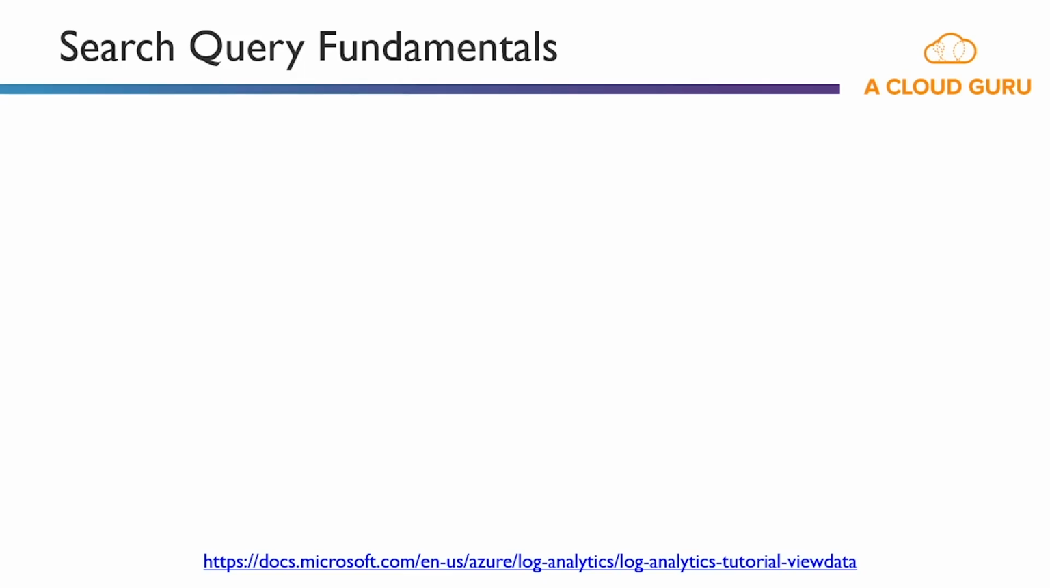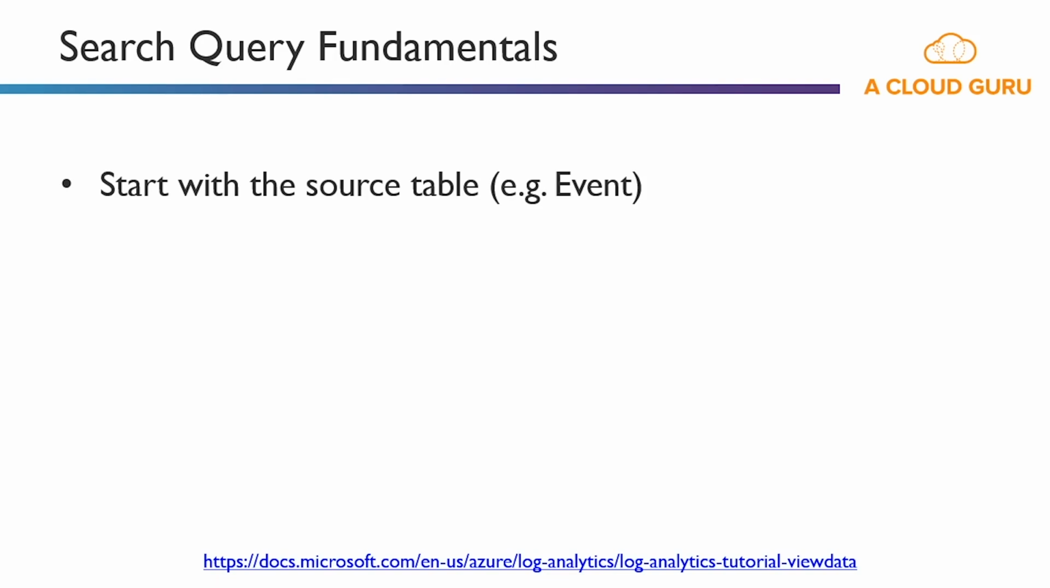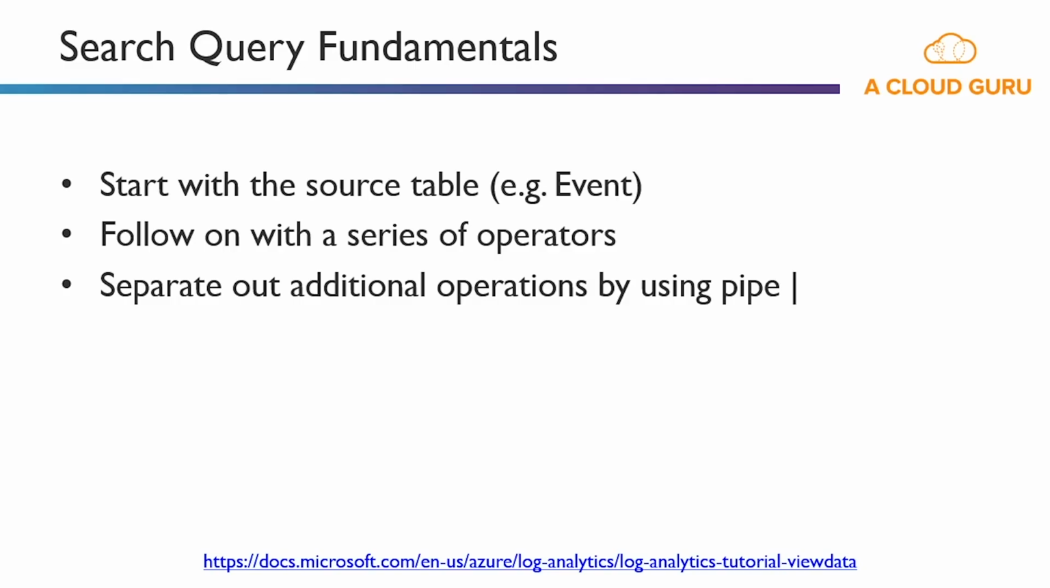The last thing we'll leave you with in this lecture are some search query fundamentals, which I encourage you to write down or just make sure you've committed these to memory, as they will help you tremendously when you're getting started with log analytics. To begin with, start with the source table that you're focused on. So if you're focused on event logs, let's start with the event table. Then follow on with a series of operators. So perhaps I'm doing a query where I want events on a specific computer. That would be my first operator to set the condition to be that computer. Then perhaps I want a specific event ID on that computer. I use pipe to separate out additional operations. So now I'm starting to narrow down my search in particular for that event table.